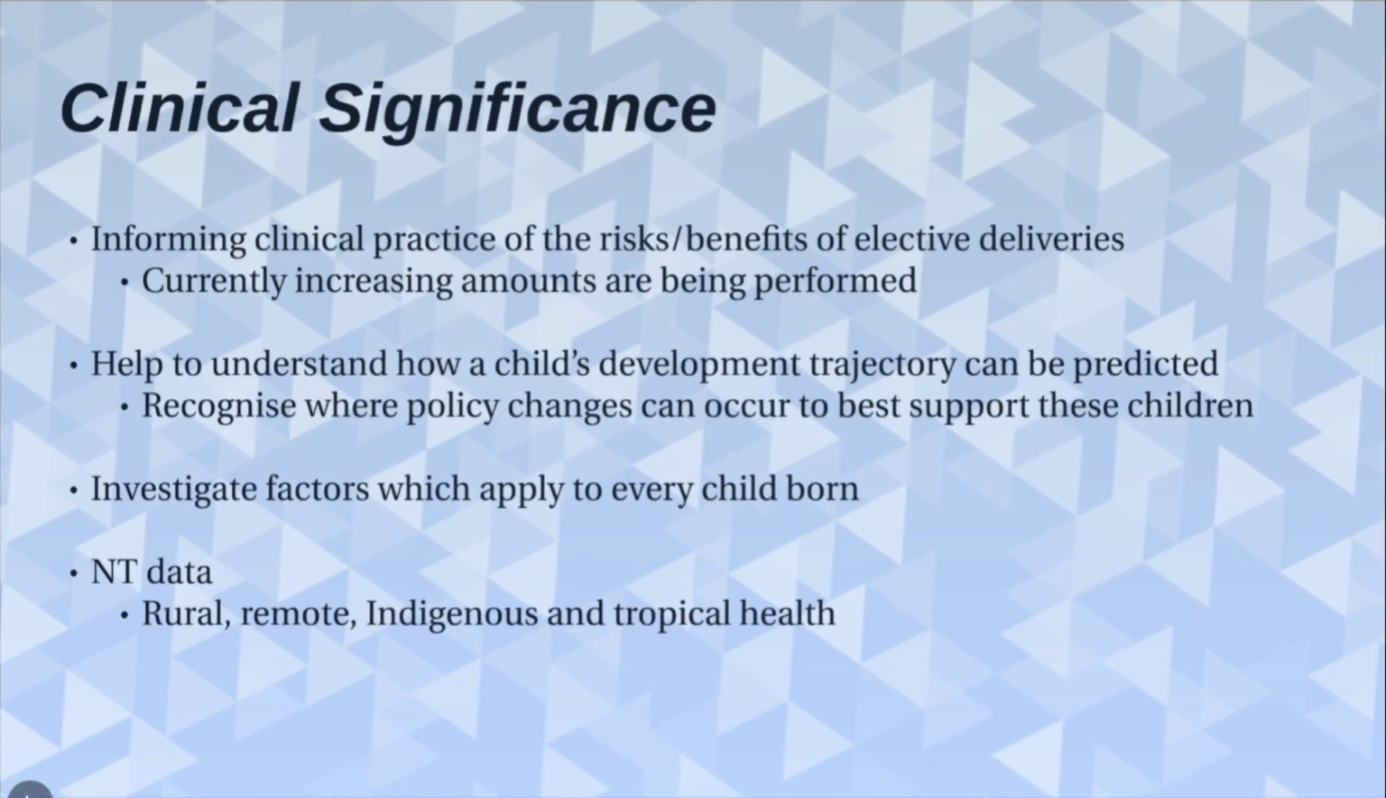So based on these results, the clinical consequences and significance could therefore extend to informing clinical practice of the risks and benefits of elective deliveries in a time where increasing amounts are being performed. And importantly, the study can also help to understand how a child's developmental trajectory can be better predicted, and in doing so, we can recognise where policy changes can occur to best support these children.